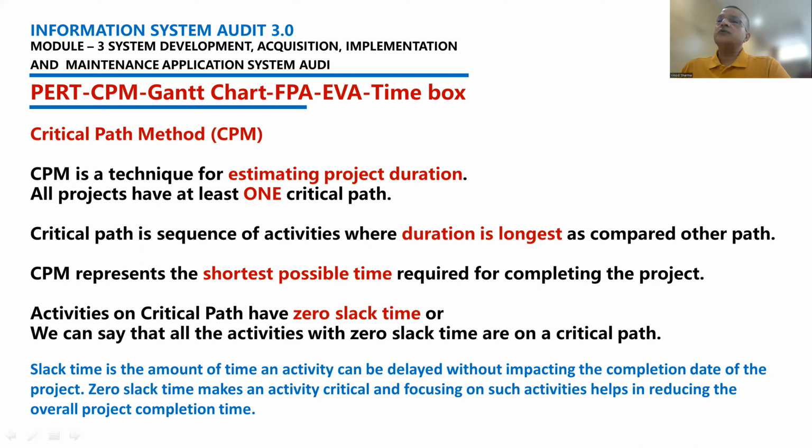And we have to focus on those activities so that we can reduce the overall project completion time. So now, critical path method, you should remember that there can be only one critical path. All the activities lying on the critical path will have certain slack time. If any activity is having a zero slack time, which means that you cannot ignore those activities, they are very critical to the completion of the project.